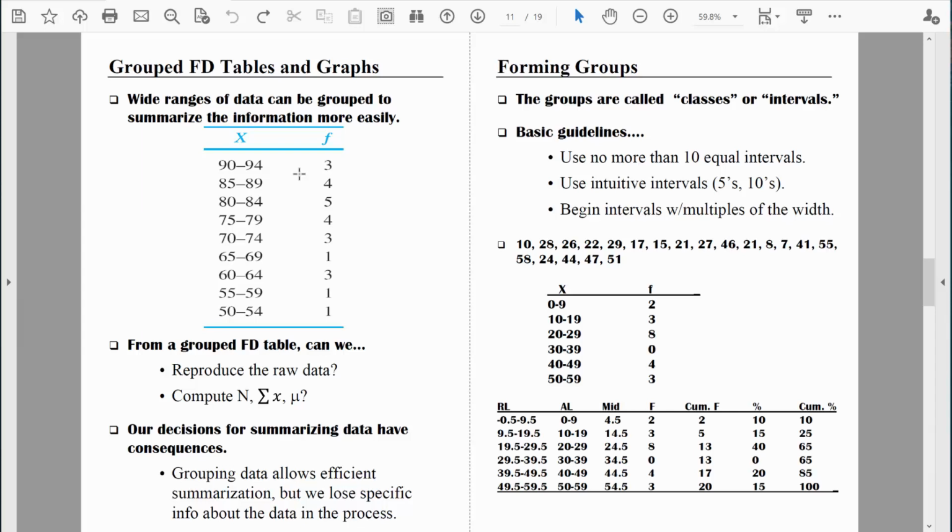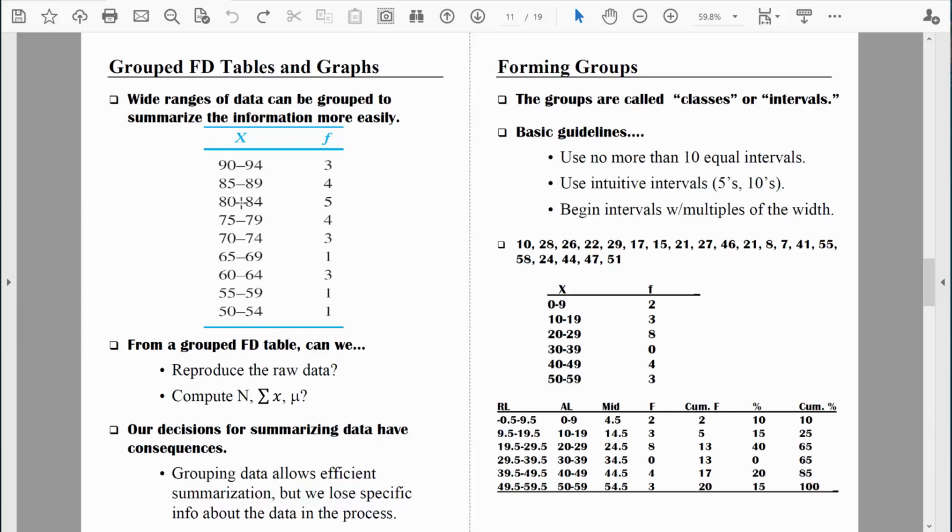That's okay. That doesn't mean that grouped frequency distribution tables should not be used. It just means that as data analysts, we need to decide what's the most appropriate strategy. And when we choose a strategy, can we deal with the trade-offs? This section right here provides a pretty good explanation of the trade-offs involved. Grouping our data really does allow us to efficiently summarize all of our data. That's a good thing. But we do lose specific information about that data in the process. That's okay. We can deal with that.